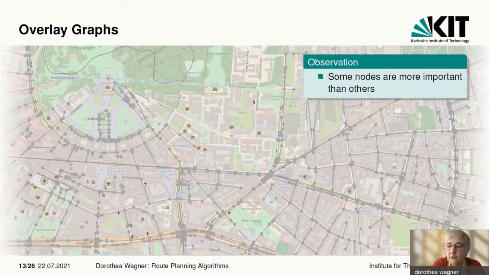Some nodes lie on many shortest paths, while others are not important in the sense that nearly no shortest path goes through these nodes. So let's concentrate on these more important nodes. I said importance could mean a node lies on many shortest paths. If we look at a road network or transportation network, bridges, for example, are very important.